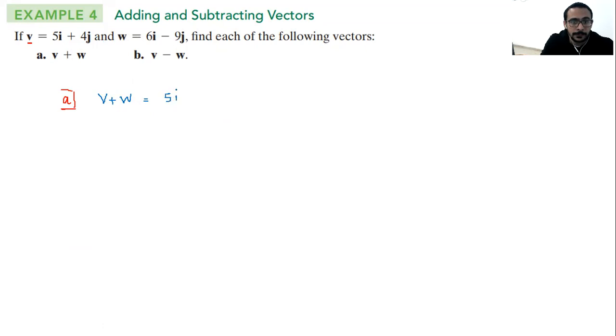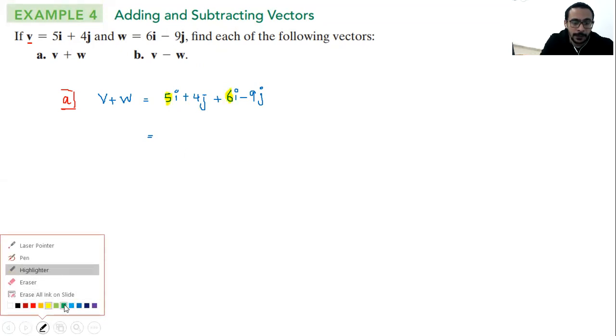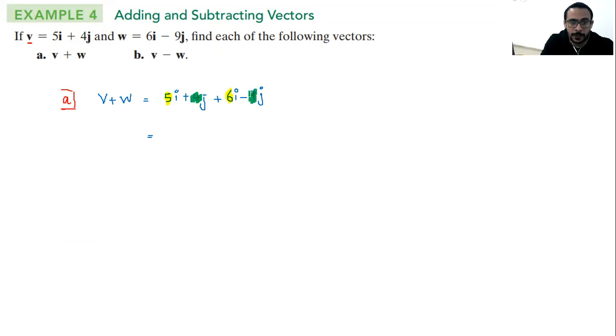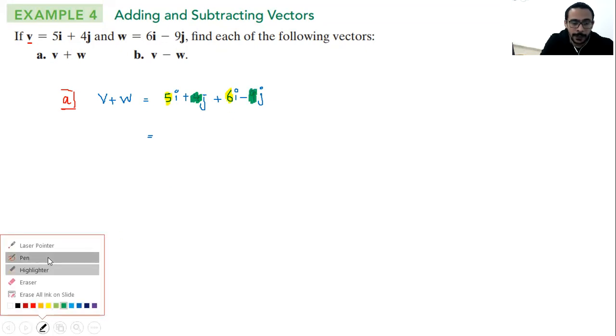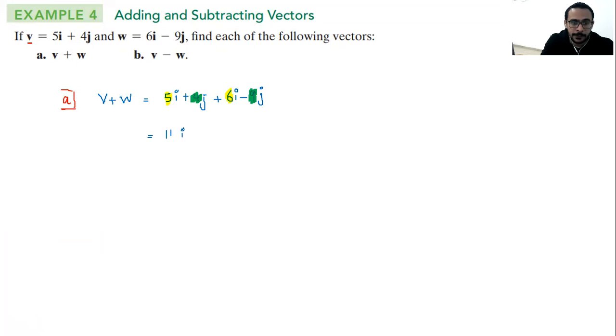5I plus 4J, and we add them, plus 6I minus 9J. When we add them, we just add the 5 and 6, 11I, and the 4 with the minus 9. So simply we have 11I minus 5J. Excellent. Easy, right? Thank you.